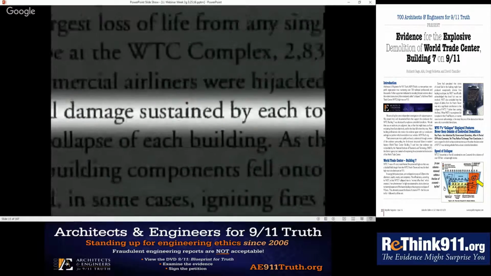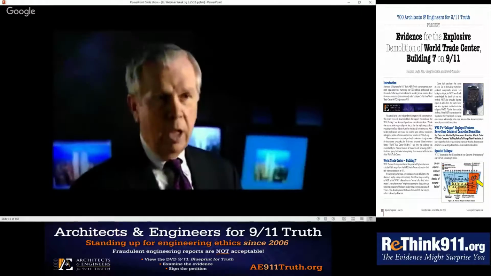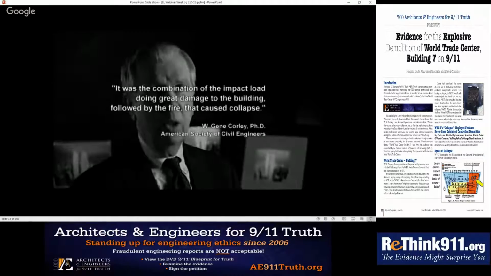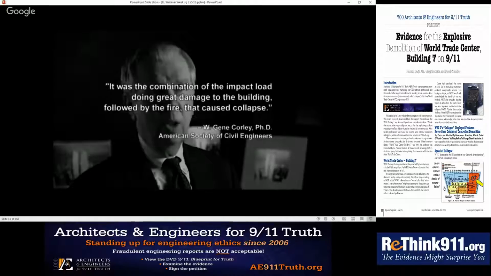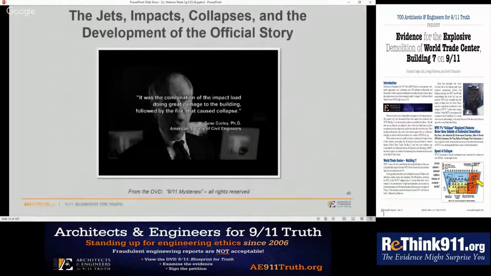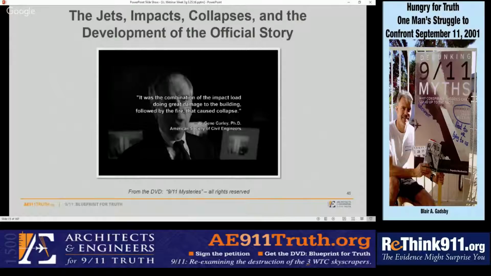The myth bled into the FEMA report and was echoed by the experts. It was the combination of the impact load doing great damage to the building, followed by the fire, that caused collapse.